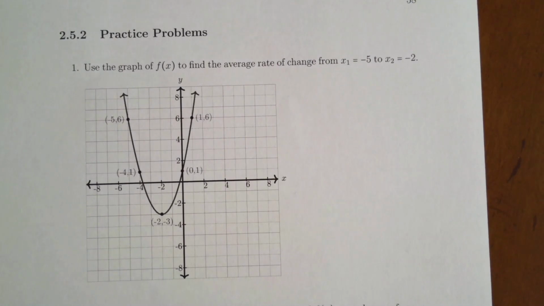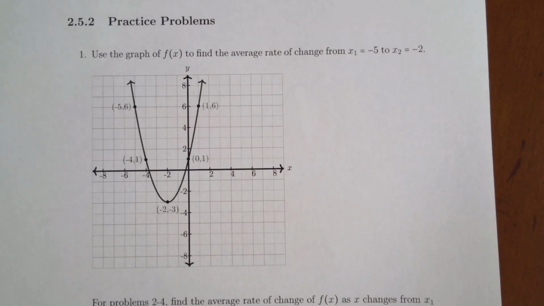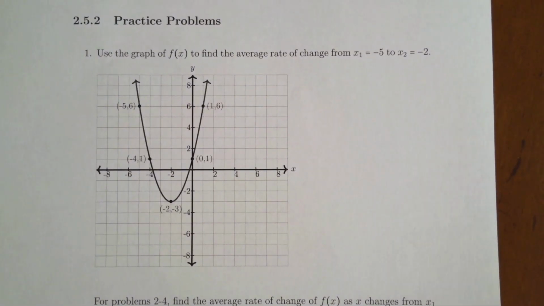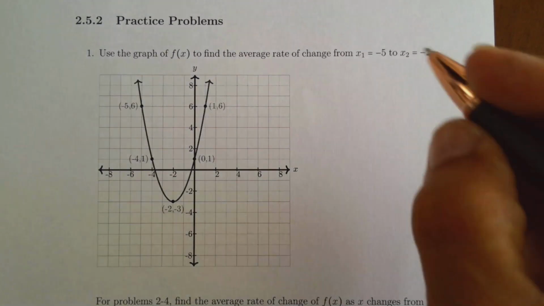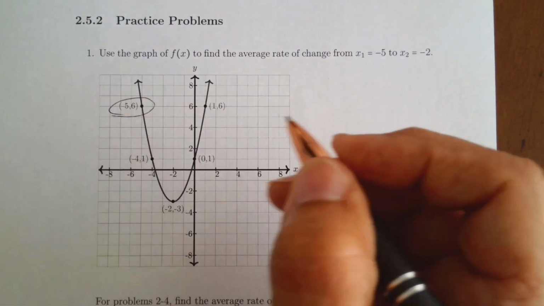So the graph is pretty straightforward because always on a graph you can find the x and the y values. Number 1 says, use the graph of f of x to find the average rate of change from x1, which is negative 5, to x2, which is negative 2. All right, so here's negative 5. So I have that ordered pair.